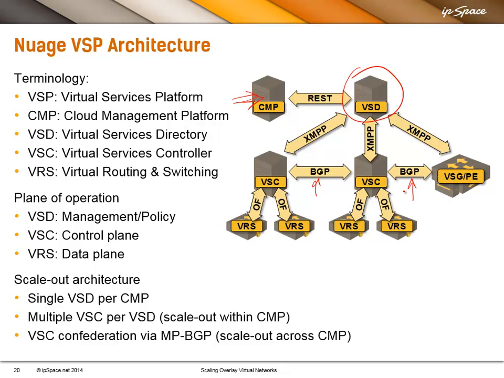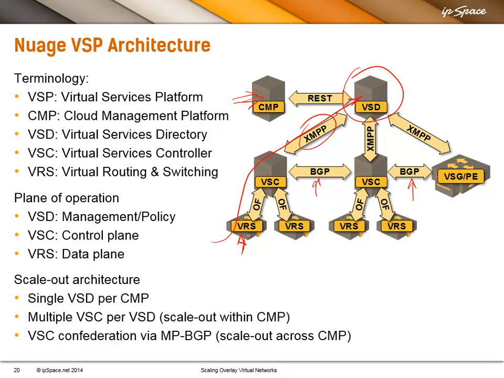BGP. On the other hand, when you, for example, provision a new tenant, or when a new tenant starts the first VM on some virtual services controller, then the request has to go all the way up to the virtual services directory server. Here they use XMPP as the control protocol, and then VSD would download the policy data to VSC, which then instantiates the forwarding policy in the virtual routing and switching, the vSwitch in every hypervisor.